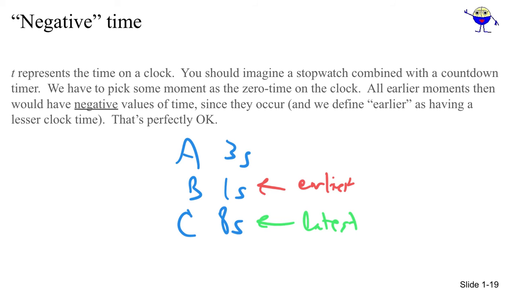This would be something like saying if your paper is due at midnight and it's currently 11:45 p.m., then you're at minus 15 minutes, right? You're 15 minutes until it's due.